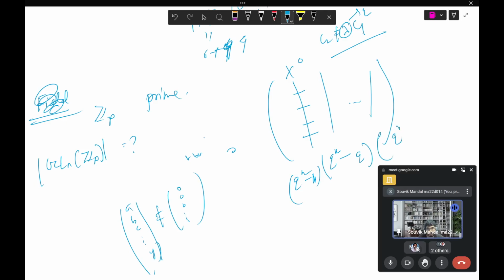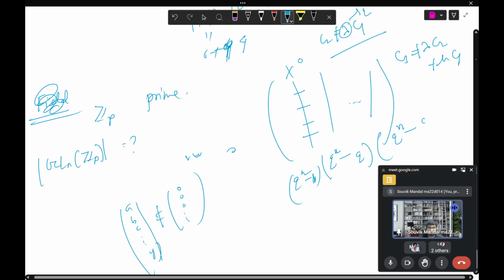Third column, each element can be chosen in q ways, so total q to the power n minus something. The third column C3 cannot be a linear combination of C2 and C1. So minus this element can be chosen in q ways, and this element in another q ways, so q squared. Dot dot dot, last element q to the power n minus q to the power n minus 1. This is the argument for the total number of elements in GL_n(Z_p). So do you understand the whole argument?